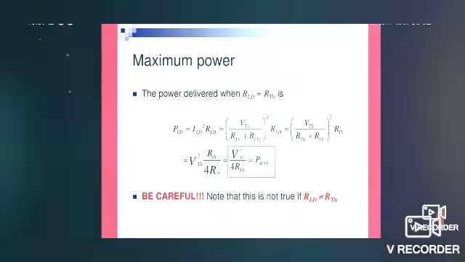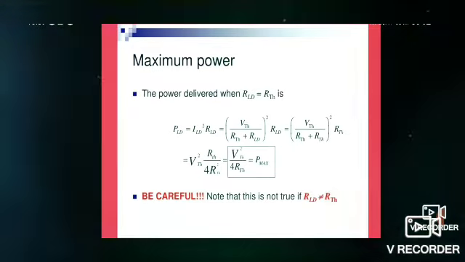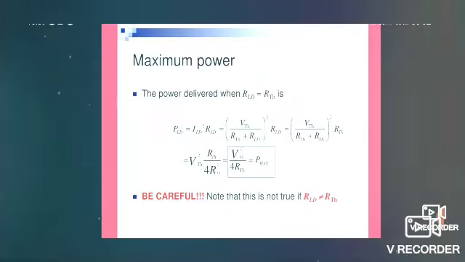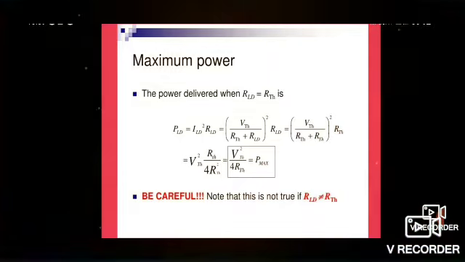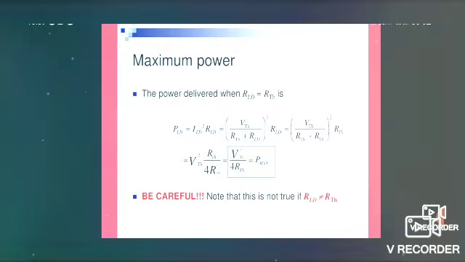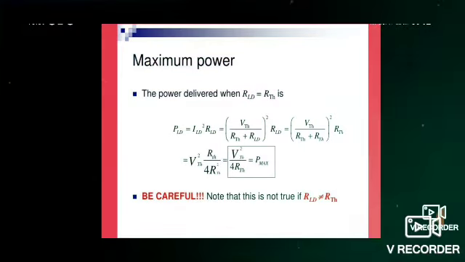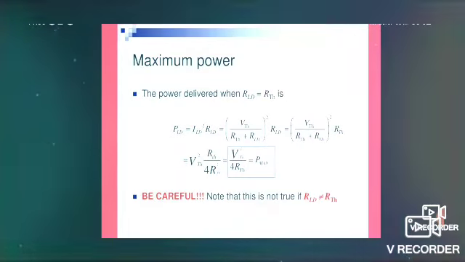Remember, Pmax equals VTH squared divided by 4 RTH when RLD equals RTH. If it is not equal, it will not provide maximum power. Pmax equals VTH squared divided by 4 RTH if RL equals RTH. Otherwise, it will not provide maximum power.